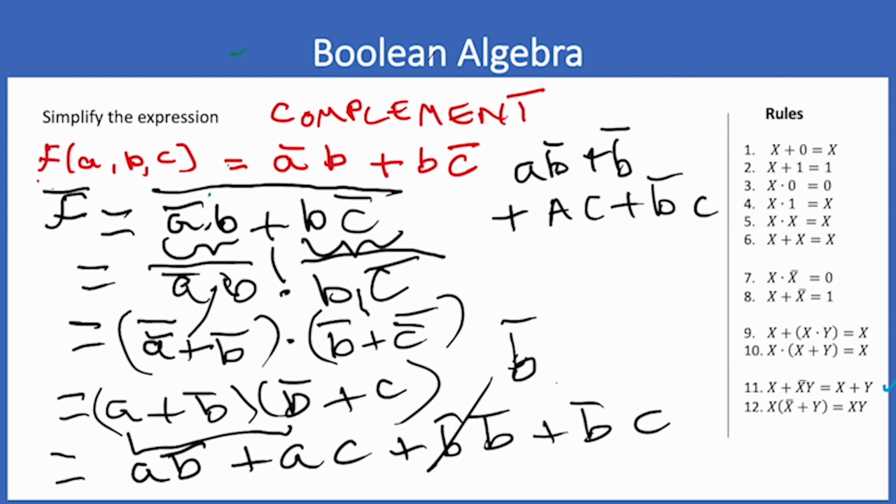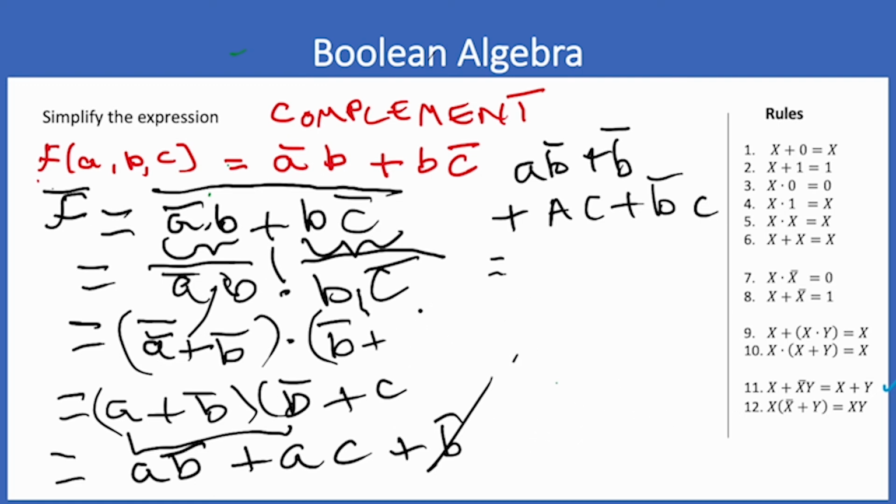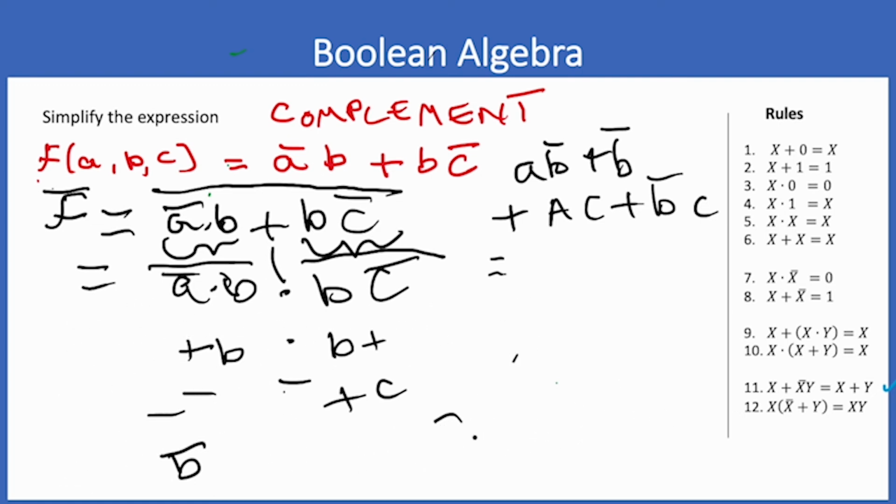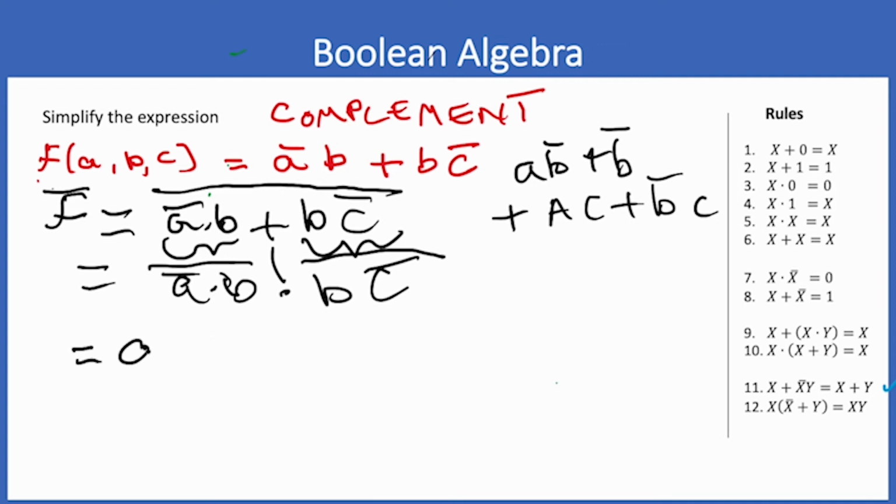So if we factor out a B bar from here, I'll get rid of this here a little bit. Continue on. So let me rewrite it here. It's going to be equal to A B bar plus B bar plus AC plus B bar C.